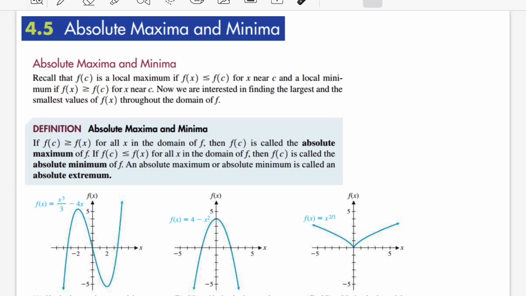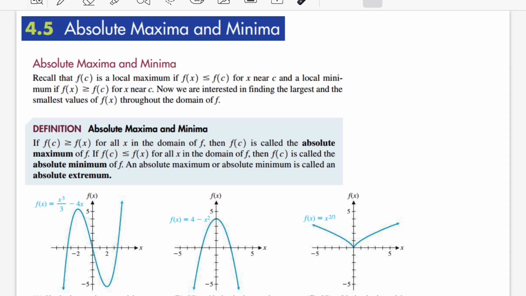And on the other hand, if f of c is less than or equal to f of x for all x in the domain of f, then f of c is called the absolute minimum. And an absolute maximum or minimum is called an absolute extremum. This changes our definition slightly from local extremum because in that case, we were looking at x values near c, and in this case, we're talking about all x values in our domain.